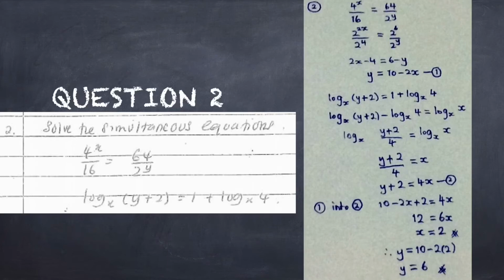You cross multiply, then you have your second equation, which is y plus 2 equals to 4x, and then you substitute the first equation into the second equation. So you will have 10 minus 2x plus 2 equals to 4x. You solve this, you get the x value to be x equals to 2, and then substitute back into the first equation to find the y value, which is 6.